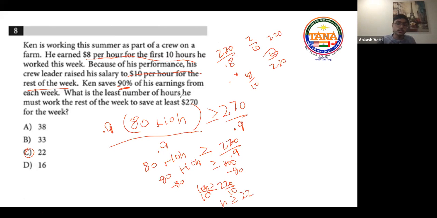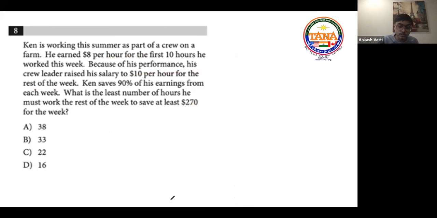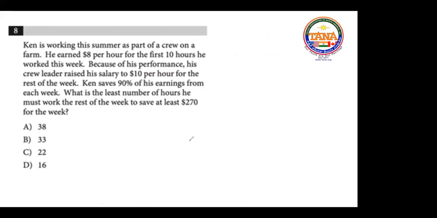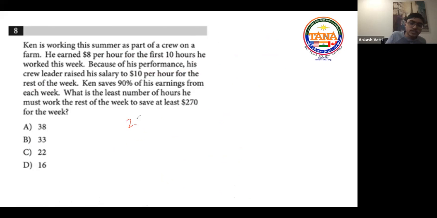Okay, you're still a little bit confused. So here, I'll just delete this and write it in a better space. Say you have 270 and you have 0.8. So you know 0.8 is 8 over 10, because 8 over 10 is 0.8.